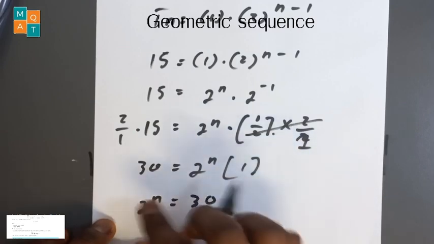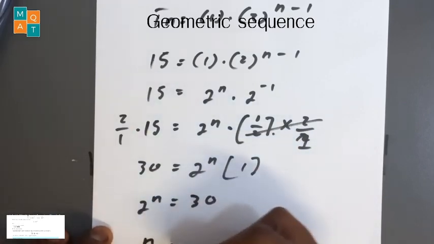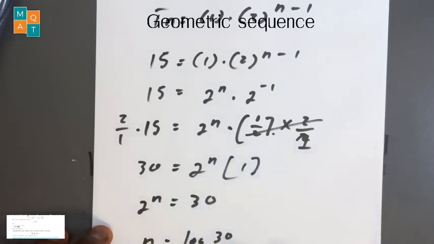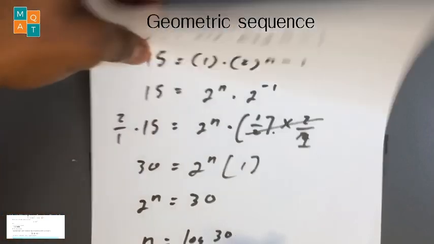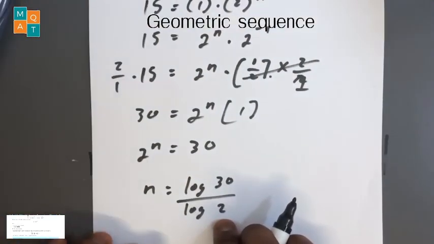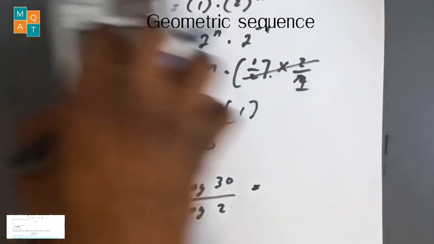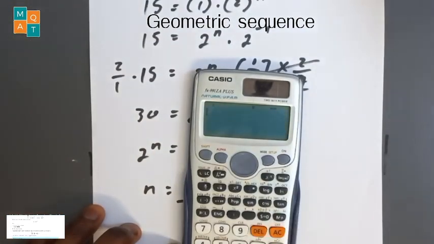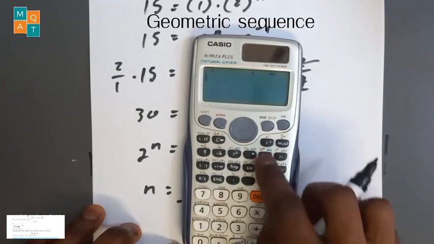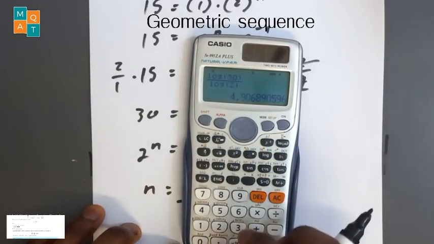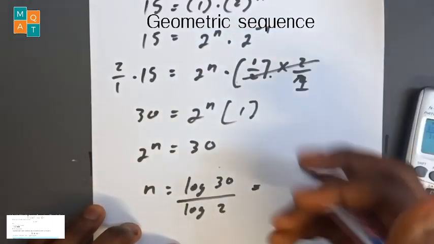To find the value of n, you can say n is equal to the log of 30 divided by the log of 2. This is the rule of logs. We use the rule of logs to find the answer to this. So n is equal to log 30 divided by log 2. I'm going to bring the calculator here. Now the value is 4.9.